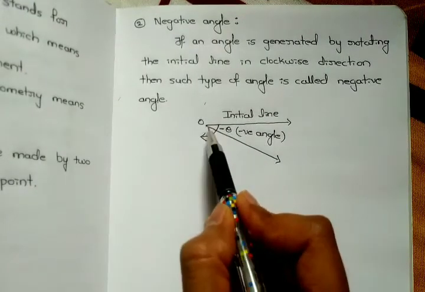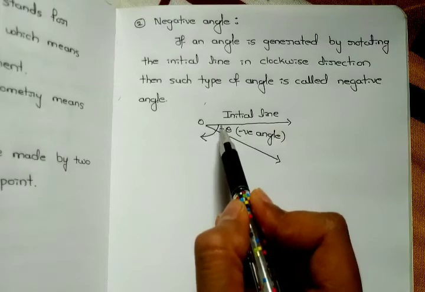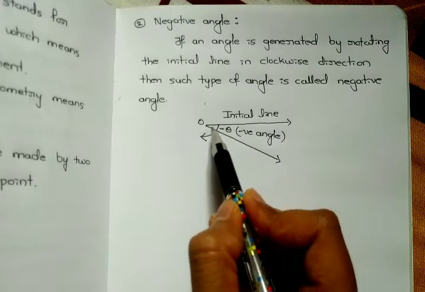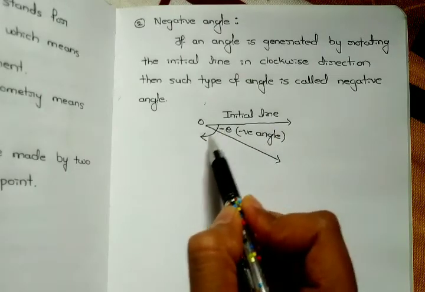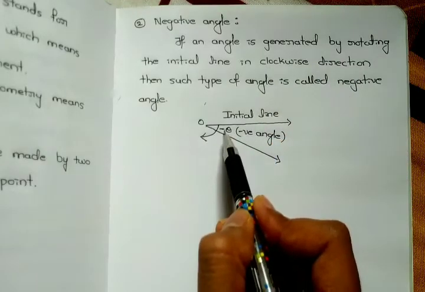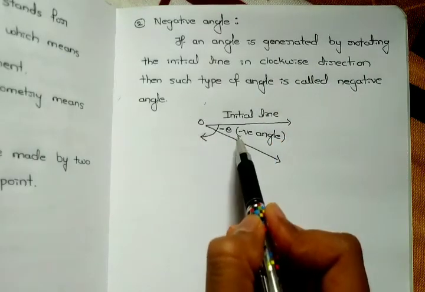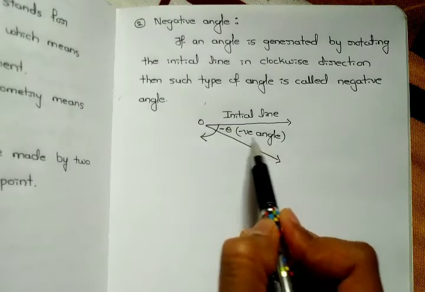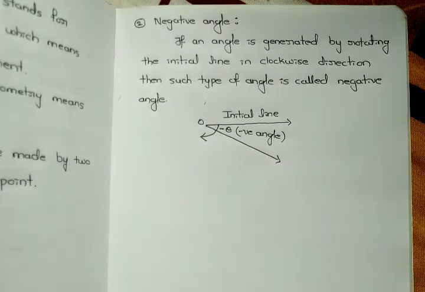So in this diagram, this is the initial line. This arrow mark indicates what? This line is going to rotate in which direction? Clockwise direction. Then some angles are going to be generated. Such type of angles are going to be called what here? Negative angle.